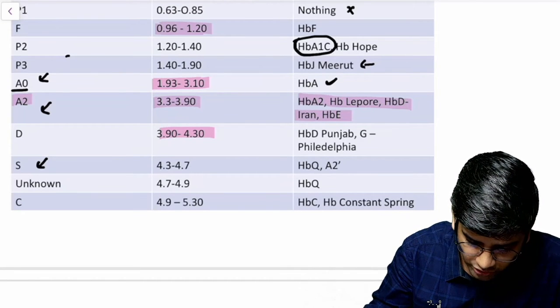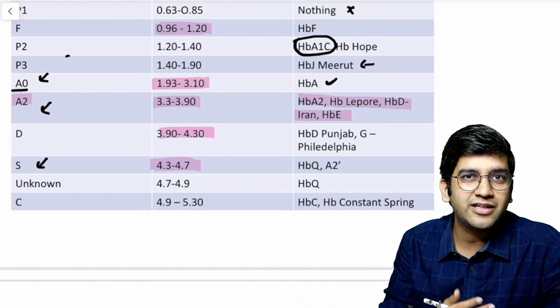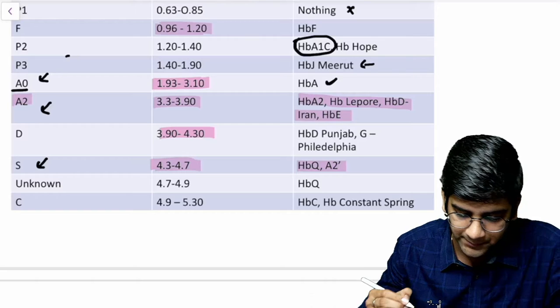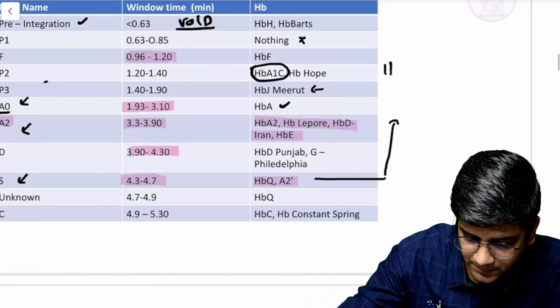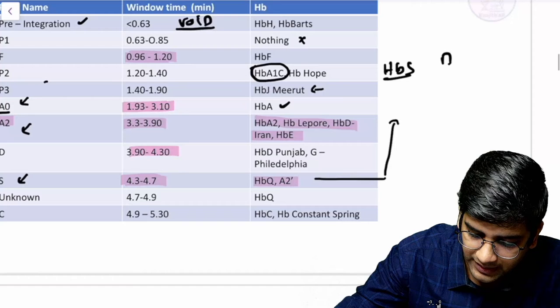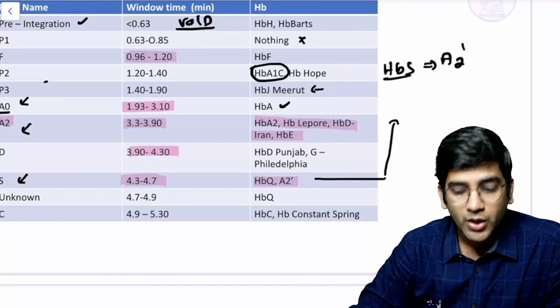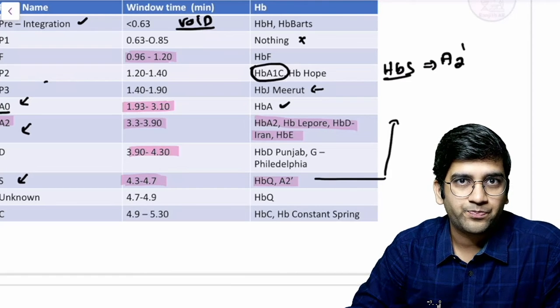Hemoglobin S, this I want you to remember. Again, it's fine, postgraduate, right? You have to at least pick up sickle cell anemia. Hemoglobin S, again, Q-India or A2 prime. This I want you to remember. In hemoglobin S, A2 prime is also a component. It also elutes there. Why this is important is, let's assume I'm having a patient with beta thalassemia trait.